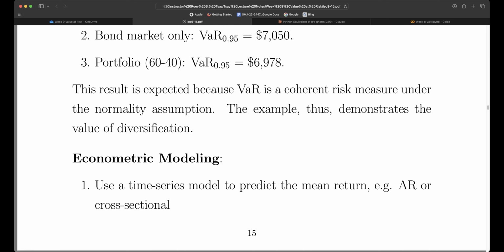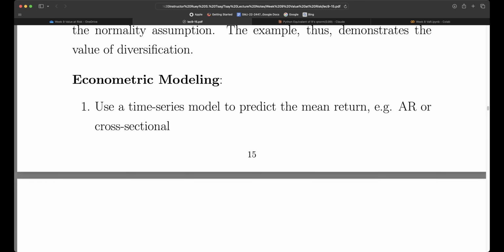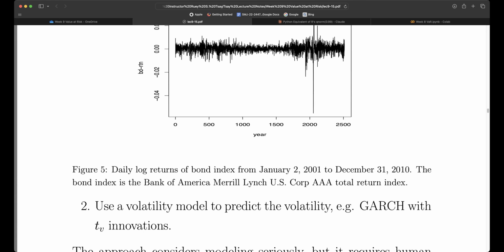Next, we can do more sophisticated econometric modeling. Use a time series model to predict mean return, cross-sectional, or we can use a volatility model to predict volatility, like the GARCH model or with t-innovation. The approach considers modeling seriously, but it requires human intervention. Also, multiple period risk measures become kind of tedious.